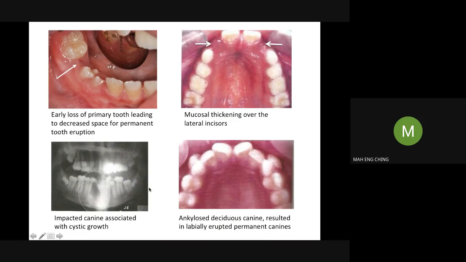Then there is eruption failure, where the tooth refuses to come out. Usually it's due to blockage, something blocking the tooth from coming up. It can be soft tissue, mucosa, or hard tissue. Hard tissue means it can be an odontome, some extra teeth blocking, or a cyst. Whatever is blocking the tooth from coming out, we usually have to remove it.